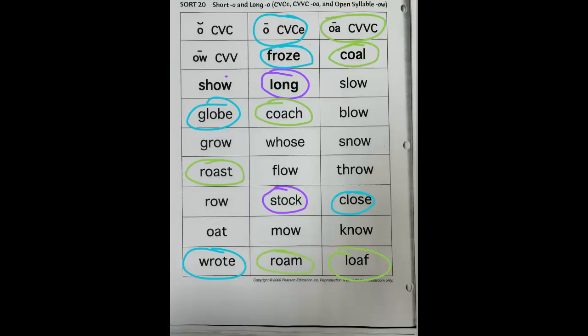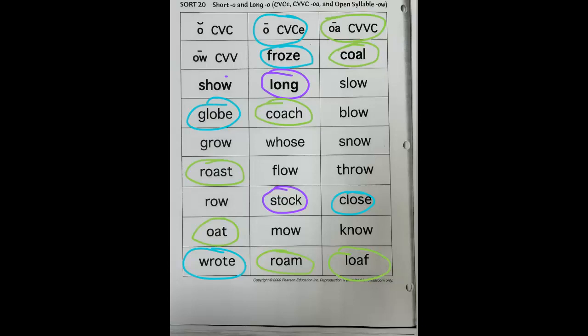That's like, where do you let your dog roam? Or the giraffe likes to roam on the plains. I hear the O. And oat over here, O-A-T. I hear the O-A right there, makes the O sound. Good. All right, let's change colors again. This time I'll go pink.